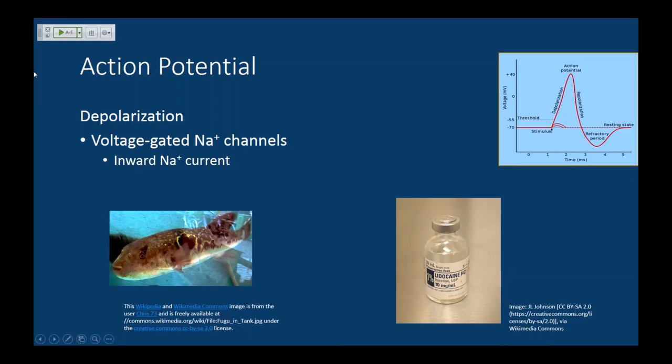So basically what I was just saying, the depolarization phase, the upstroke of the action potential, is mediated by a voltage-gated sodium channel. Okay, as you open this channel, because of the concentration gradient created by the sodium-potassium pump, sodium will flux inward, raising the membrane potential. Okay, it'll get all the way up to maybe positive 30, positive 40. Okay, here's the puffer fish, here's some lidocaine.